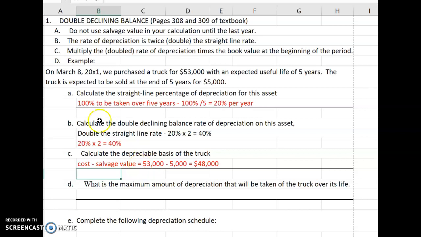But don't forget rule number 1 up here. Do not use salvage value in your calculation until the last year. I'm only having you do this now so that you won't make a mistake when you get to the last year. So follow me through, have a little patience, and I'll show you where we're going with this. Therefore, what is the maximum amount of depreciation that will be taken over the life of this truck? $48,000.